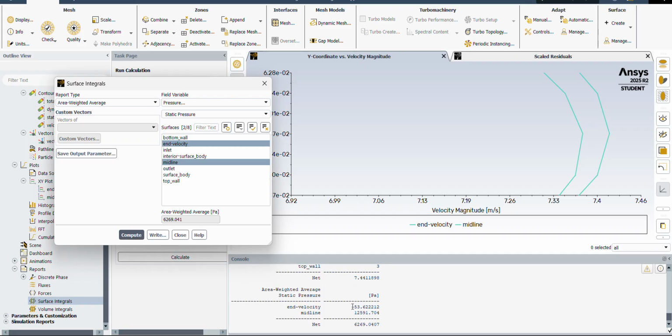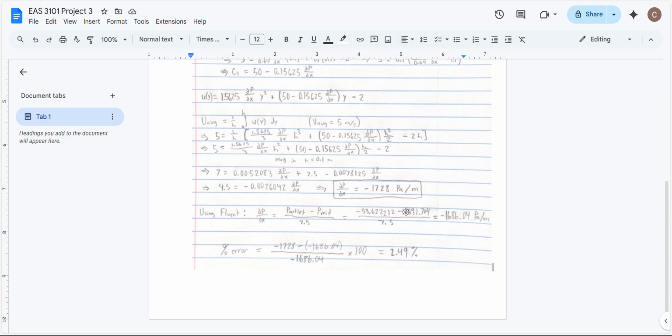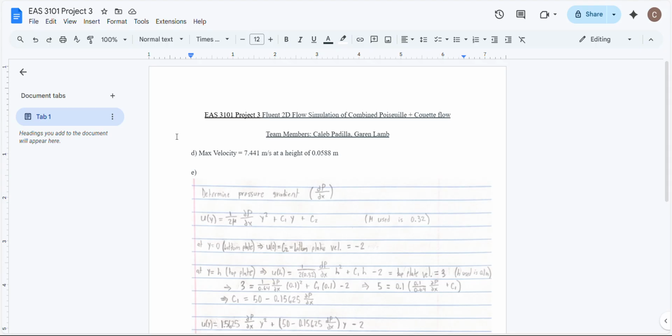So we get our outlet pressure to be negative 53.622212 pascals, and our midline pressure to be 12591.704 pascals. Coming back into here, I plug that in, divided by the length, which is 7.5, and we get negative 1,686.04 pascals per meter, which is pretty close to this value here. So it ended up giving us a percent error of 2.49%. And that answers parts D and E.